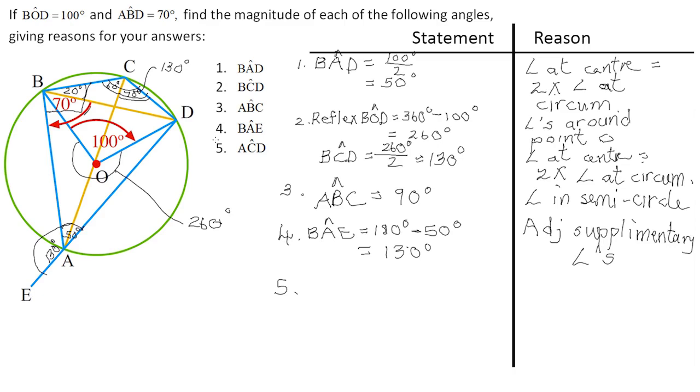If you look at number 5, they want ACD. ACD, we've already calculated as 70. So we're going to say ACD is equal to 70 degrees. And the reason is it is subtended by the same chord AD. So in other words, angles subtended by chord AD.